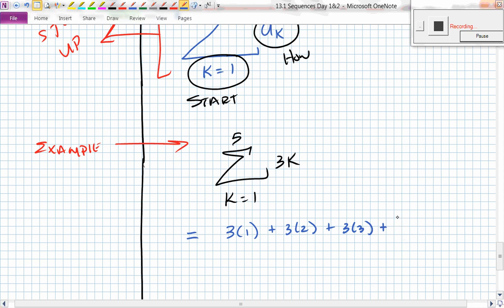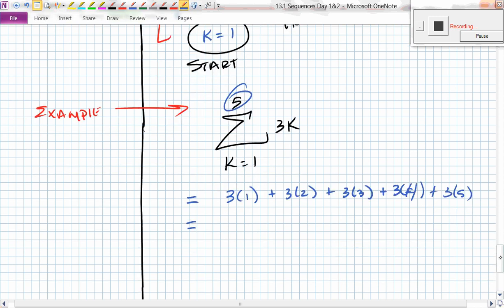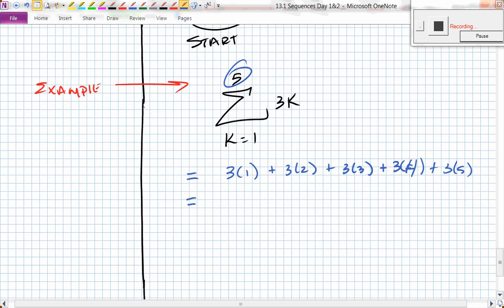How do you know that? Because it says to stop at 5, right? 3 times 4 plus 3 times 5. Well, how much is all of that? A lot. Well, isn't there a 3 in every single term? So could I factor 3 out? So isn't that just 1 plus 2 plus 3 plus 4 plus 5 all times the 3?